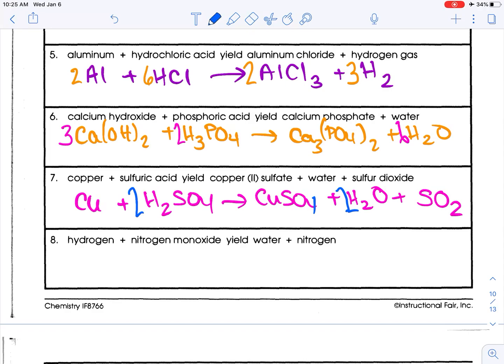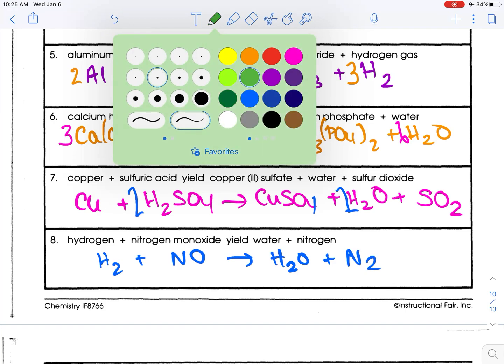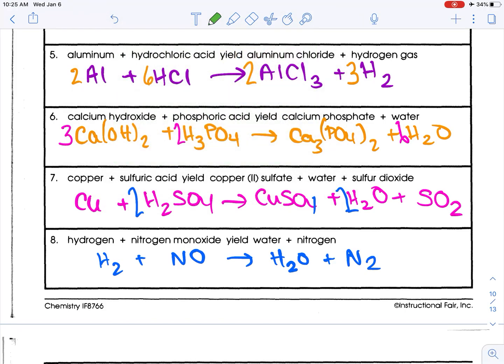So that's good. Last one, hydrogen plus nitrogen monoxide, Greek naming system, yields water and nitrogen. Okay. Nitrogen, I see that. So then I would need 2 here to get my oxygens good, and then I would put a 2 here to get my hydrogens good.